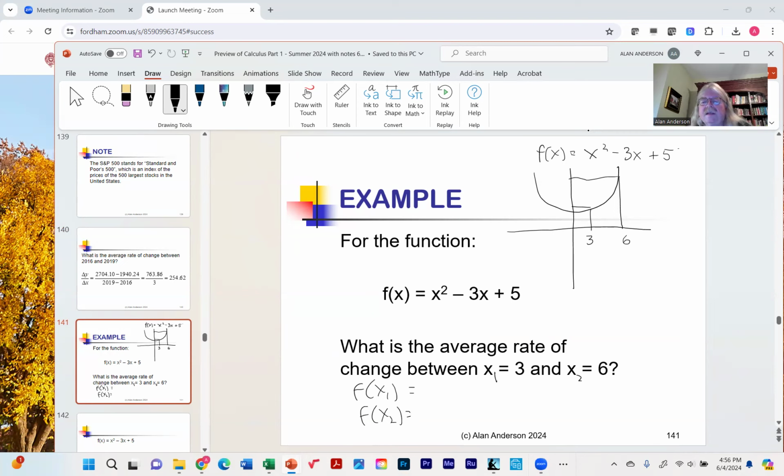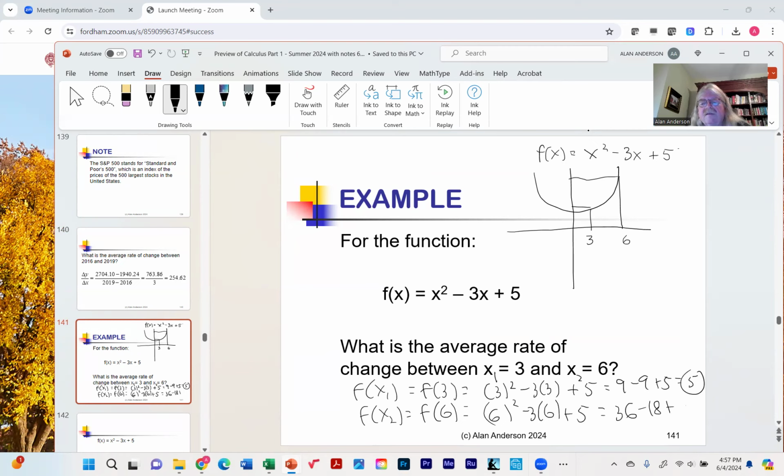So this one, for example, would be f of 3, which is going to be 3 squared minus 3 times 3 plus 5, which is 9 minus 9 plus 5, or just 5. And then down here, we'll have f of 6, which is 6 squared minus 3 times 6 plus 5. 36 minus 18 plus 5 is 23. All right, so we can put these in our graph.